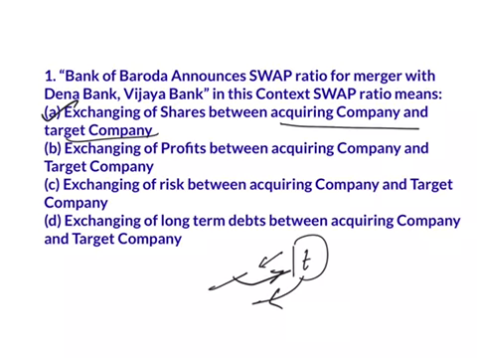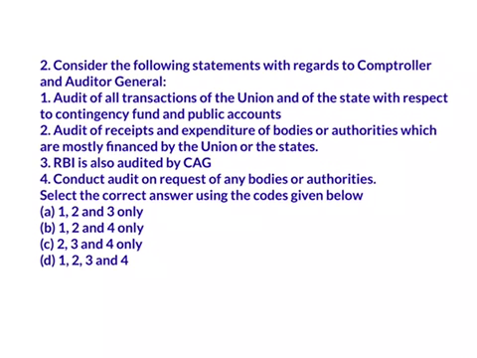You can check that. The next question is, consider the following statements with regard to the Comptroller and Auditor General of India. CAG audits transactions of the Union and of the states with respect to the contingency fund and public accounts. It audits the receipts and expenditure of bodies or authorities which are mostly financed by the Union or the states. RBI is also audited by CAG. CAG conducts audit on request of any bodies or authorities. This question is related to the audit functions of the Comptroller and Auditor General of India.